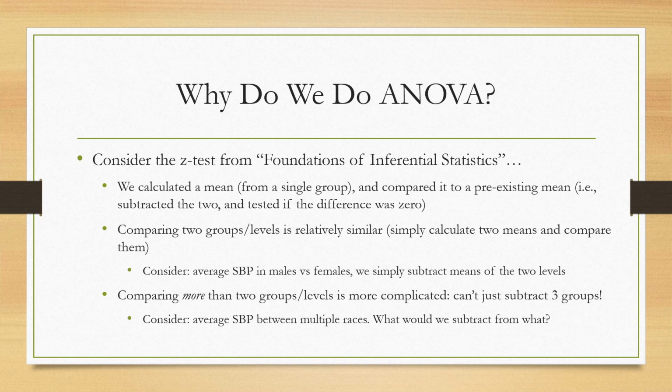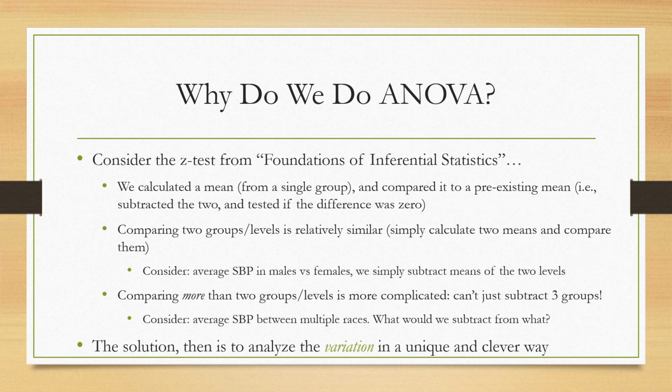So in this case, again, it's difficult to think of because with two levels, we say we subtract one from the other and we test the difference between them. But with, say, 4 or 5 or 6, it's not really clear how we address this. The answer to how we do this is actually pretty clever.